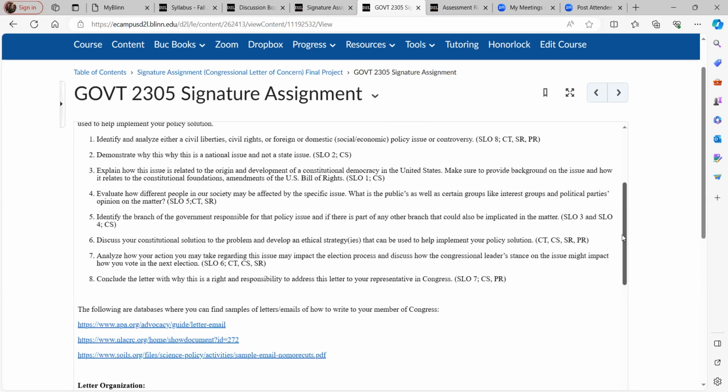Okay, number 6. Discuss your constitutional solution to the problem and develop an ethical strategy that can be used to help implement your policy solution. So this is where you're going to come up with how you would solve this problem. How would you solve the border security issue? What would you do? Would you hire more border patrol agents? Would you continue building that wall? Would you maybe try to design a different type of security system?